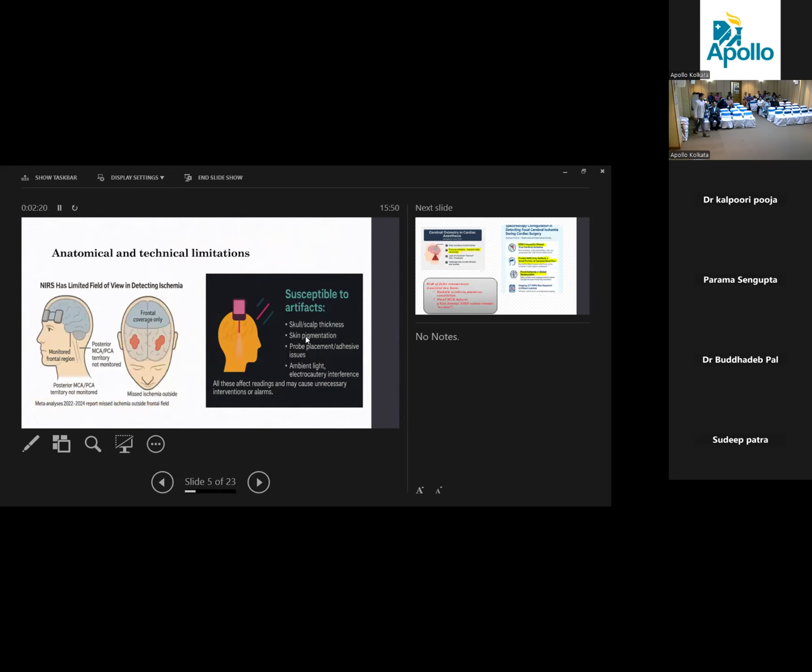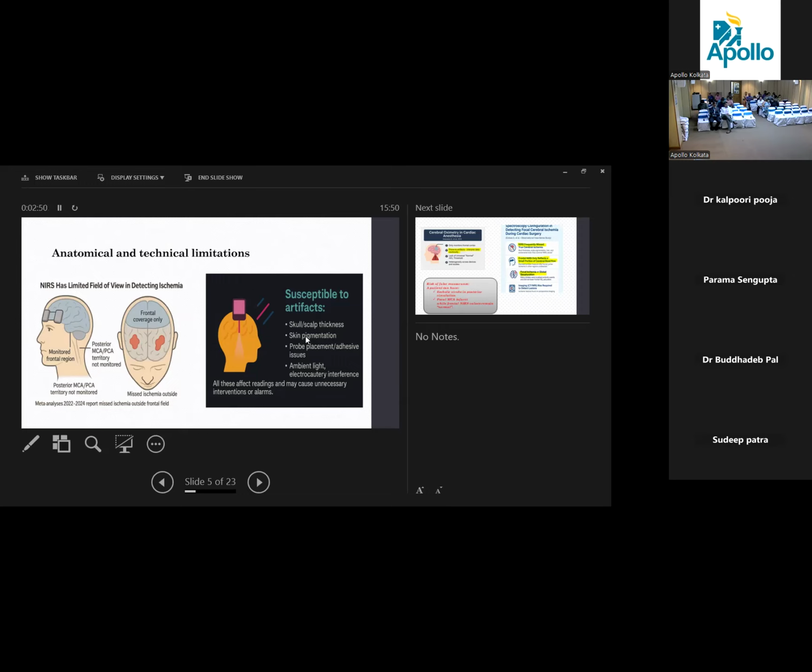Next, coming to the anatomical and technical limitations. We usually place the probes on the forehead, where the frontal region is monitored. The posterior territory supplied by the PCA, and parts of the middle cerebral artery territory, are usually not monitored. Hence, any stroke occurring over that area is usually overlooked. And next, the probes are very susceptible to artifacts like skull or scalp thickness, skin pigmentation, probe placement, adhesive issues, ambient light, and electrocautery interference.